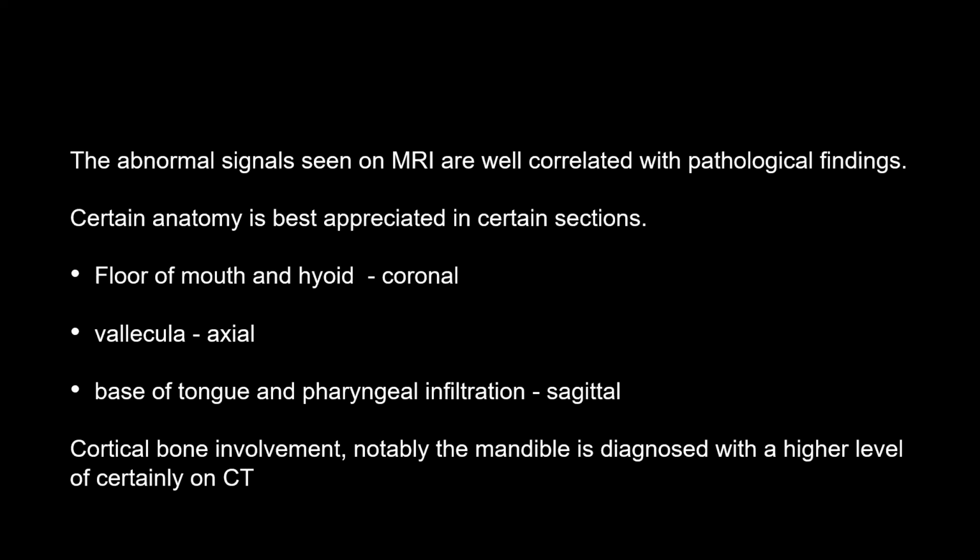Certain anatomies are best appreciated in certain planes. As I said, any organ we want to visualize, we'll take perpendicular sections through it. So we have multiple complex areas in the oral cavity proper, or oral cavity altogether. Floor of mouth and hyoid, we'll always see in coronal, better appreciated on coronal images. Valleculae, we can well see on axial images. We always correlate with one more sequence, one more section, but these are the sections where we can best appreciate the involvement. Base of the tongue and pharyngeal infiltration and the exact length of a lesion, especially in the oropharynx, will be best seen on sagittal images. Again, if there's cortical bone involvement and any suspicion of subtle erosion, then we can do an adjunct CT.